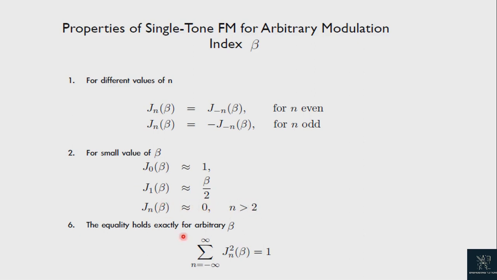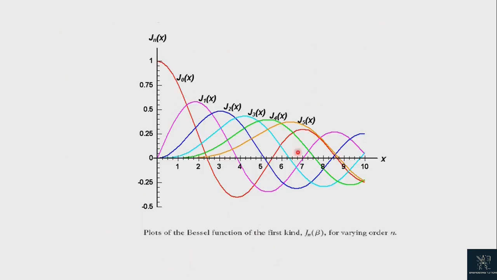The equality holds exactly for arbitrary beta: summation from n equal minus infinity to infinity J_n square(beta) is equal to 1. This is the plot of the Bessel function of the first kind for varying order of n. In this plot, we can see the spectrum of the FM wave consists of a carrier component and an infinite number of upper and lower sideband frequencies. The magnitude of spectral components depends on the Bessel function values, but these values gradually decrease as n increases. So the magnitude of higher order sidebands is negligible.